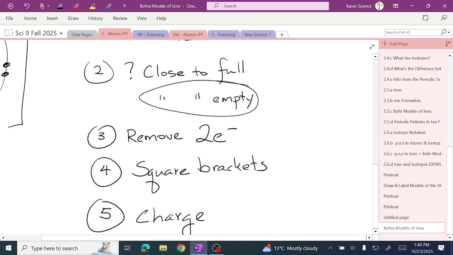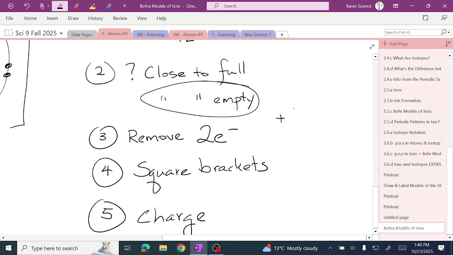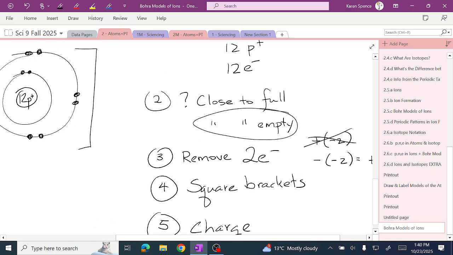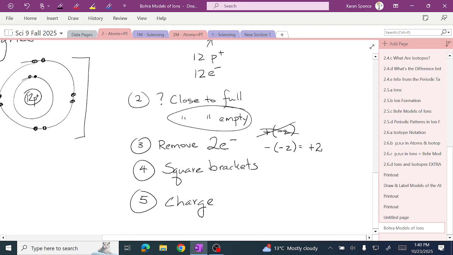If we remove 2 electrons, are we adding -2 or are we subtracting -2? Which one are we doing? We are subtracting -2, so that's going to equal +2. Okay? So when you remove electrons, you need to say, I am taking away negative however much. If you're adding electrons, you say, I'm adding however much. Okay? So there is our charge.